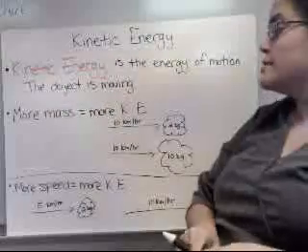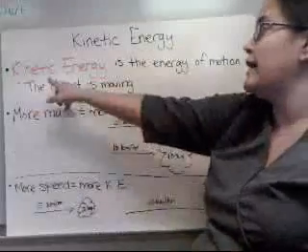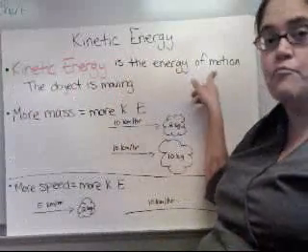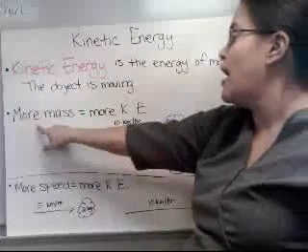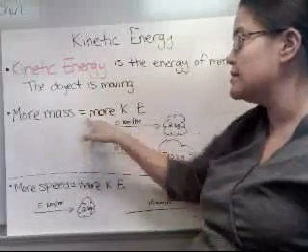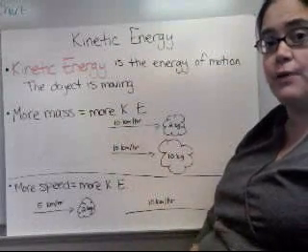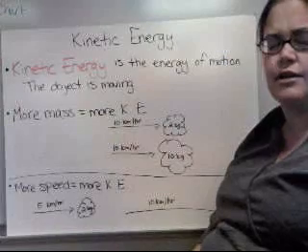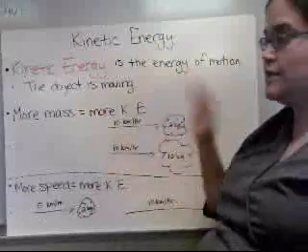Okay. So the other type of energy we're going to talk about today is kinetic energy. And kinetic energy is the energy of motion. So in this case, the object is moving. If you have more mass, then you have more kinetic energy. So just like with potential, whichever object is bigger has more kinetic energy.